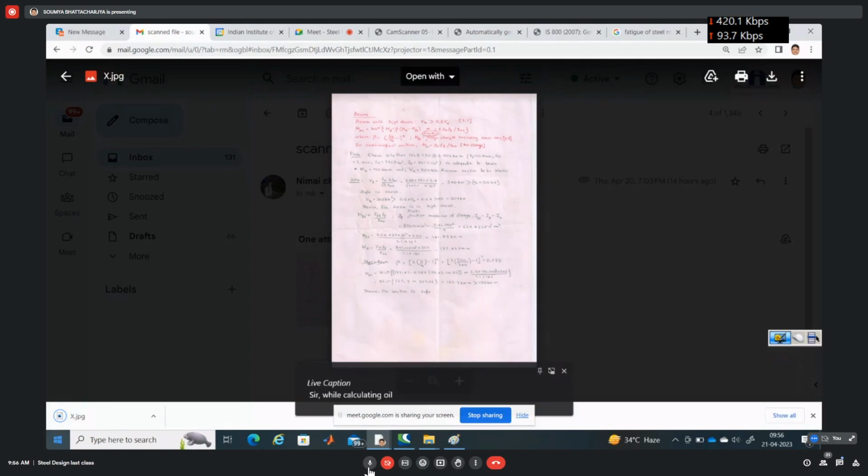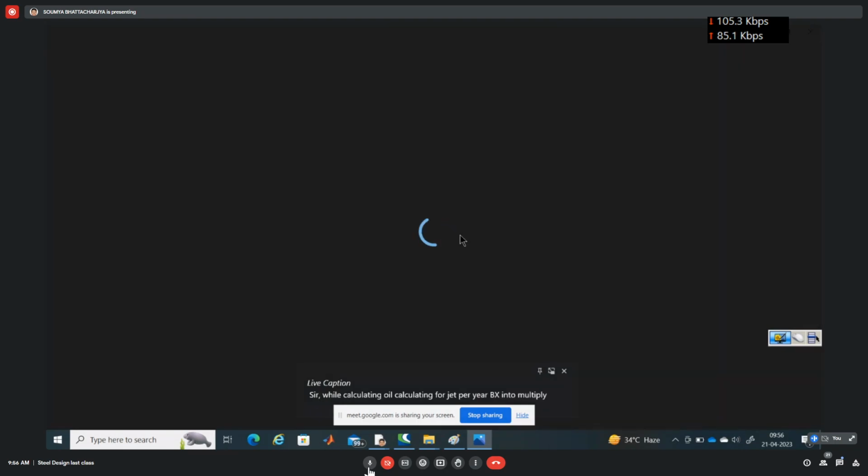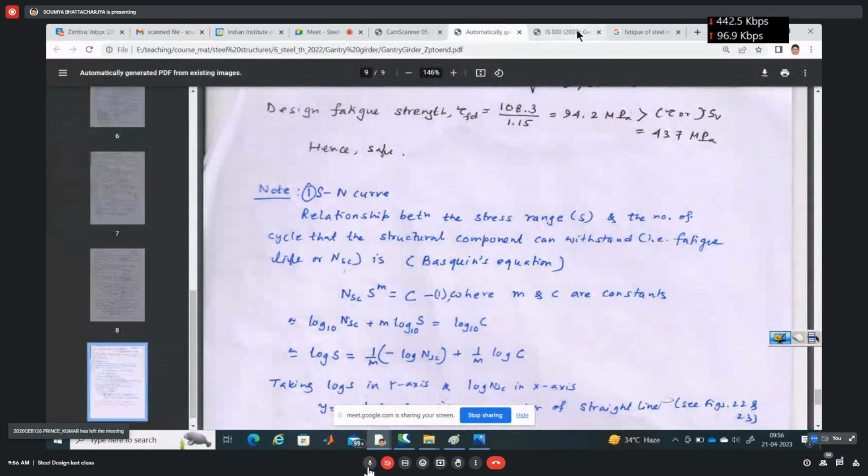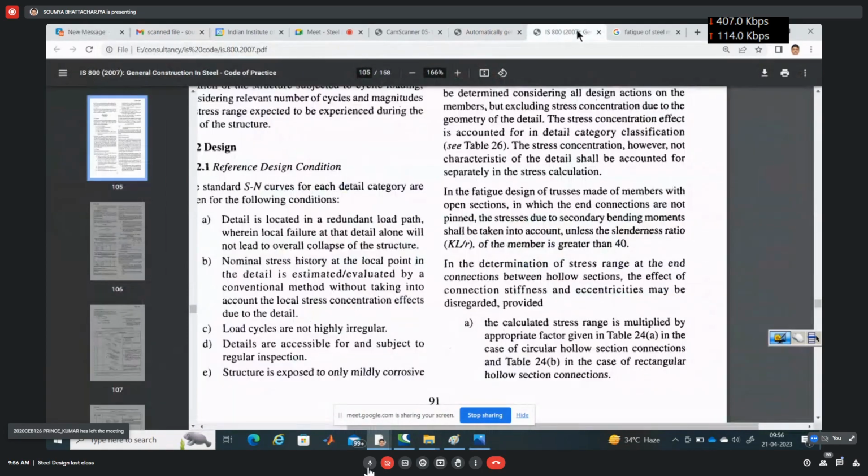Sir, while calculating ZPX, you told us to multiply it by 1.6, but it should be multiplied by the shape factor. Suppose ZPX is not given and ZX is given, then to get ZPX we should multiply it by the shape factor, but you told us to multiply it by 1.6. Yes. But the shape factor is not always 1.6.